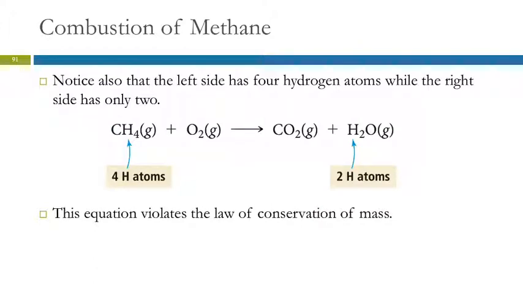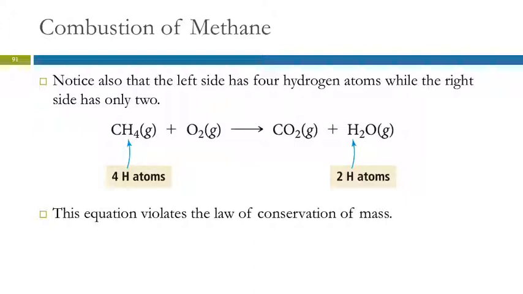If we look at the hydrogens, there's also an issue with the hydrogens. Over here we've got 4 hydrogens, and on the right we only have 2 hydrogens. So 2 hydrogens have gone missing. So this equation, we say, is unbalanced.